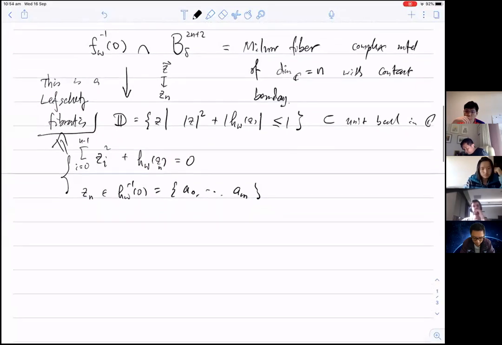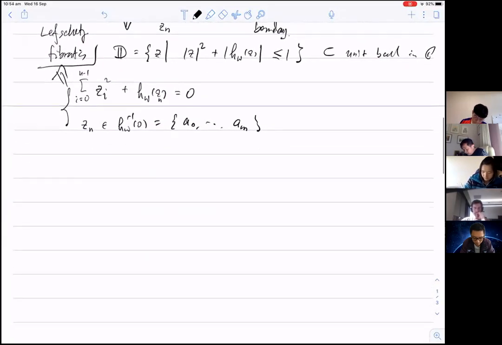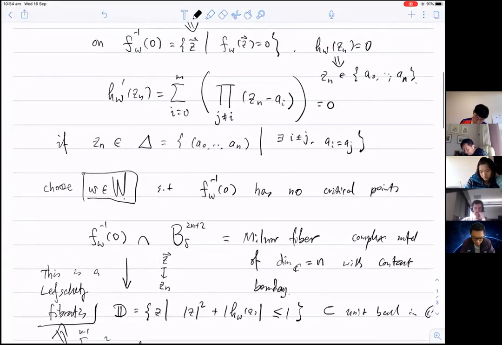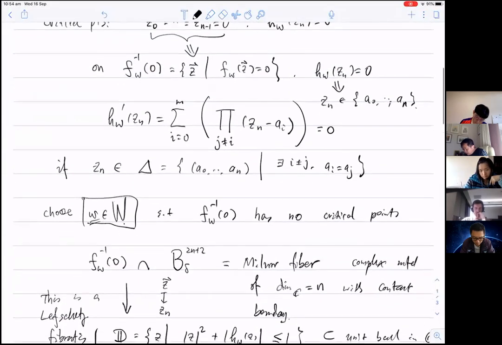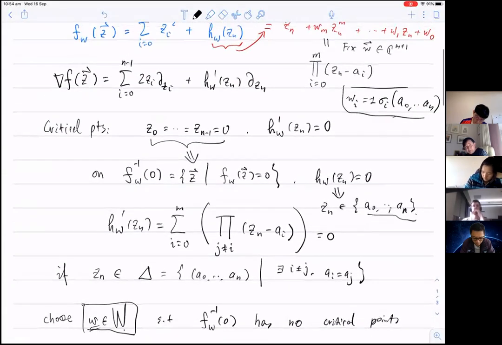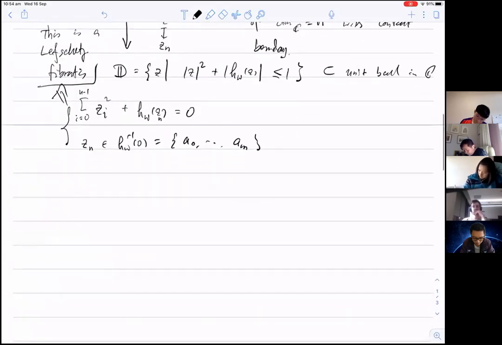And then let's assume that W is very small. If this is very small, this can also be very small because they are related by this symmetric polynomial. And then let's draw this picture.